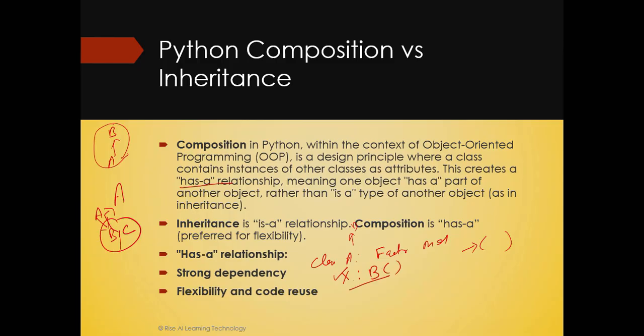So you mean that composition is actually not a type of inheritance. It's just that we declare a class, and inside that class we make a property which is of type B class, correct? Yes. So composition is not inheritance, it's just that we are making an attribute inside a class of another class type.